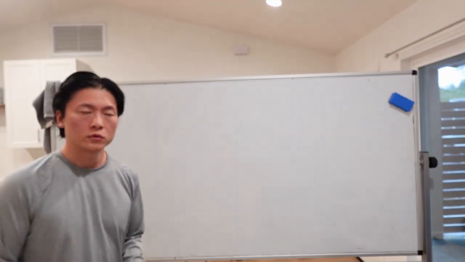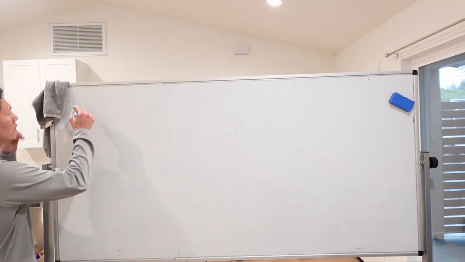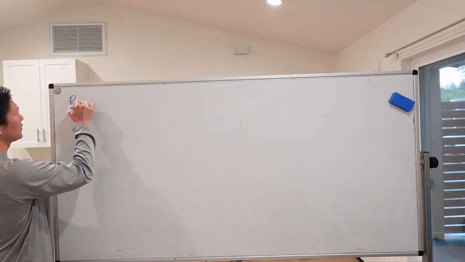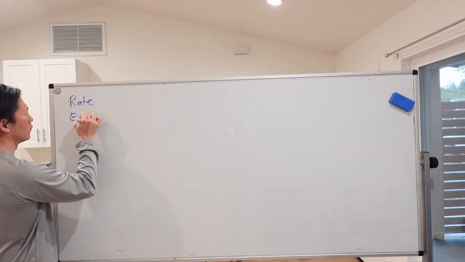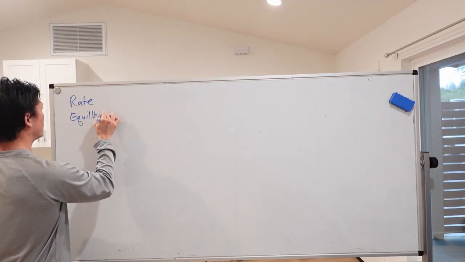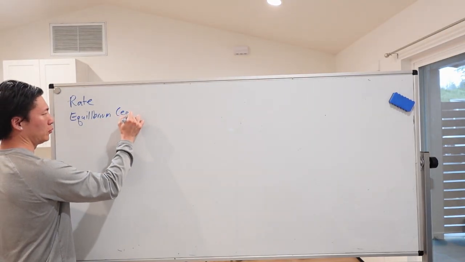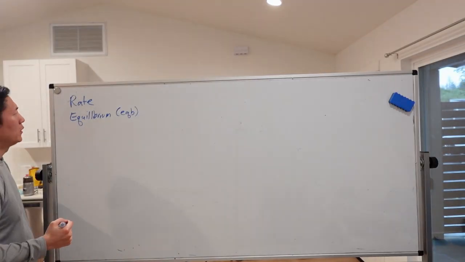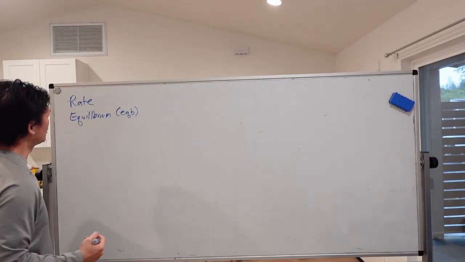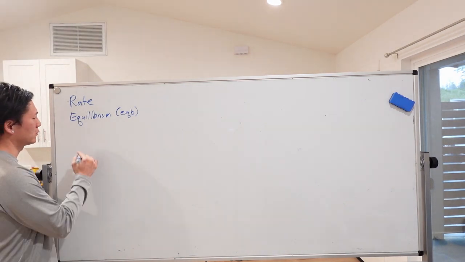Alright, we're gonna do the lecture on equilibrium. Actually, I'm gonna combine rates with equilibrium. Equilibrium will be EQB for short, okay? And I'm gonna combine these two because they work well with each other. So first we'll talk about rates, okay?